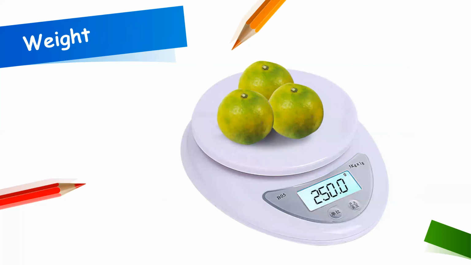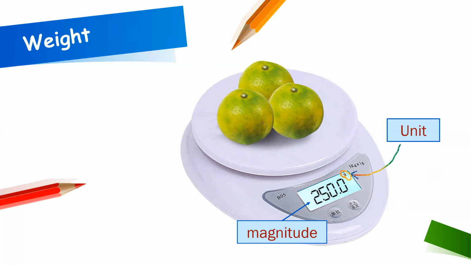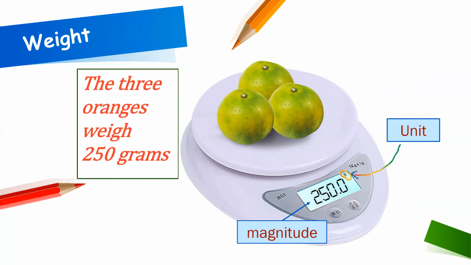Okay, let's take a look at this one. I have 3 oranges on this scale, and the scale is measuring the weight of these 3 oranges. You see here that the 250 is the number of how many, that's the magnitude. And what's the unit that you see there? Yep, that G right there, that's the unit. So we would say 3 oranges weigh 250 grams.